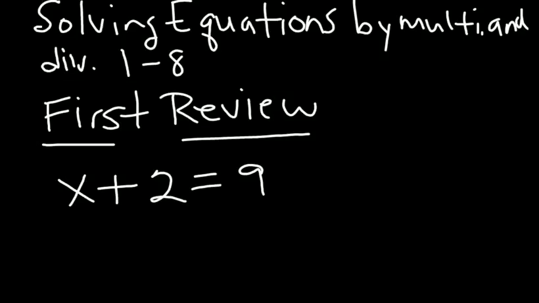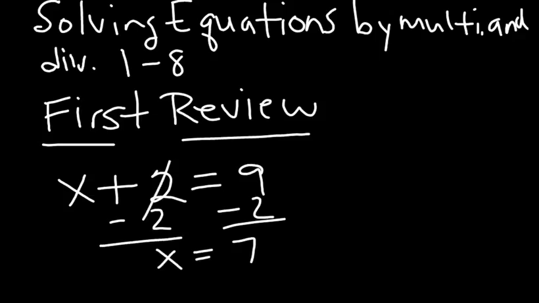Okay, today we're going to learn how to solve equations by multiplying and dividing. But first, let's review. How do you solve the equation x plus 2 equals 9? First you do minus 2, and you end up with x equals 7. That cancels. Then what do you have to do next?